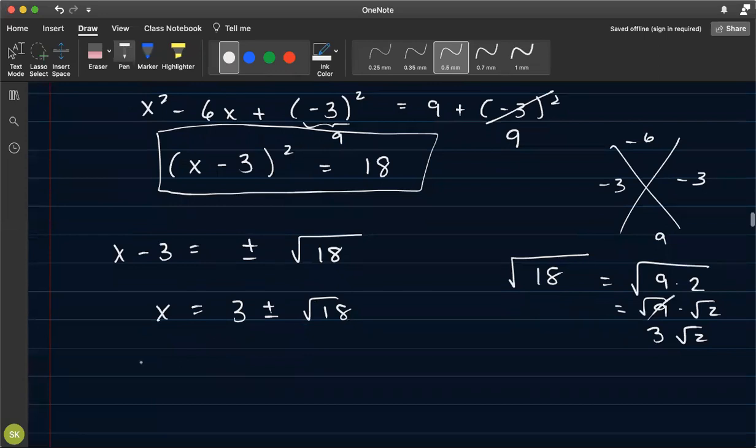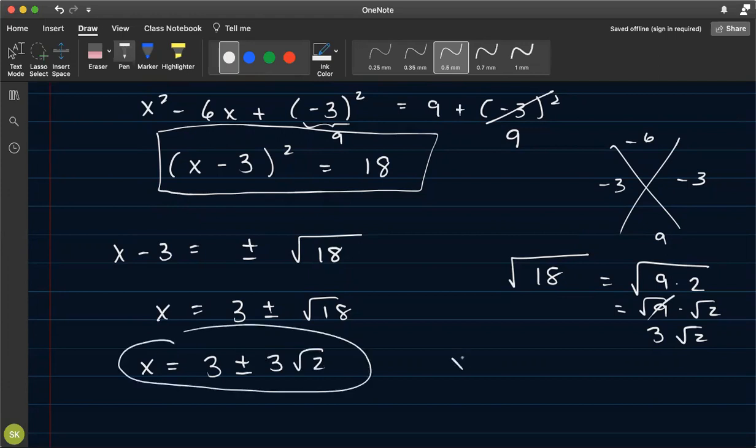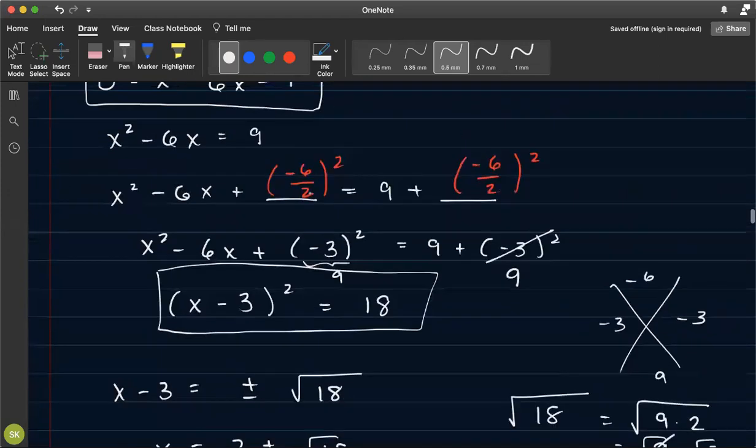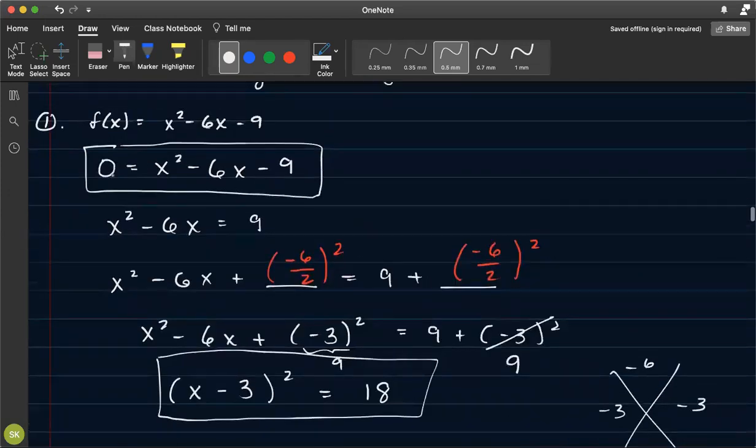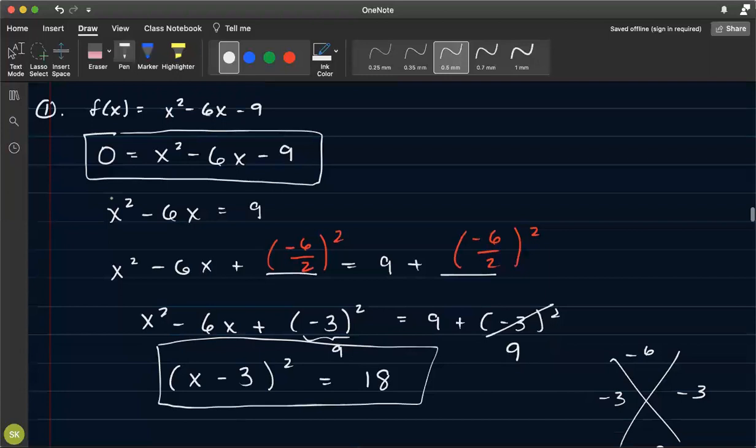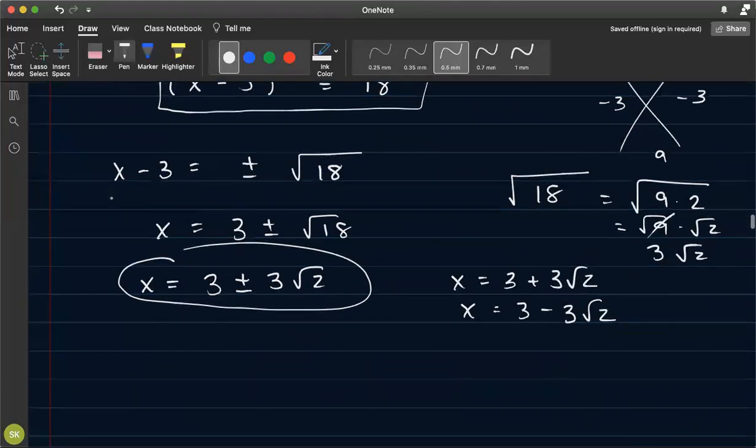So let's put that here. X is equal to 3 plus or minus 3 root 2. So we're getting two solutions. X is 3 plus 3 root 2, and x is 3 minus 3 root 2. If you plug either one of these into this one, you're going to get 18. And also if you plug either one of these into here, you're going to get 0. So those are our two solutions.